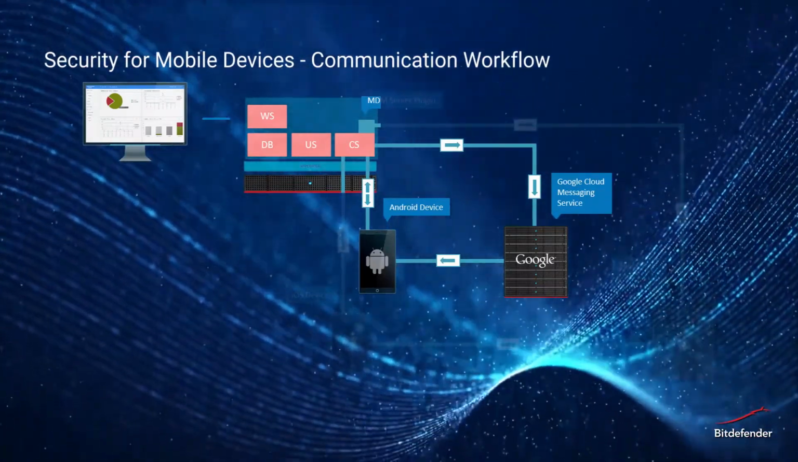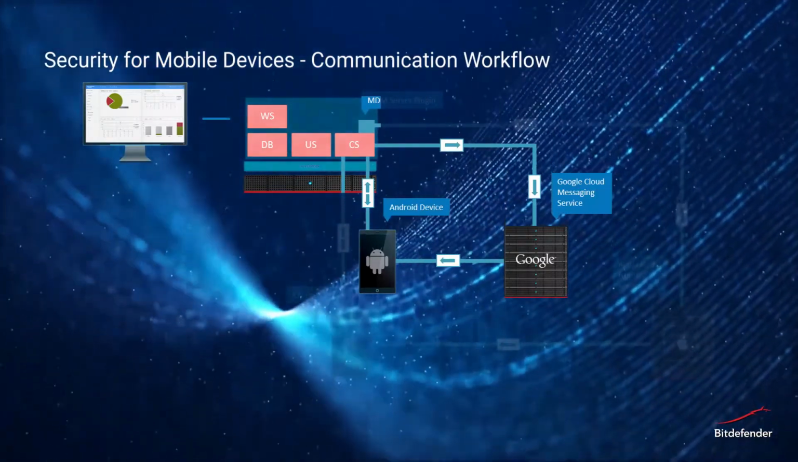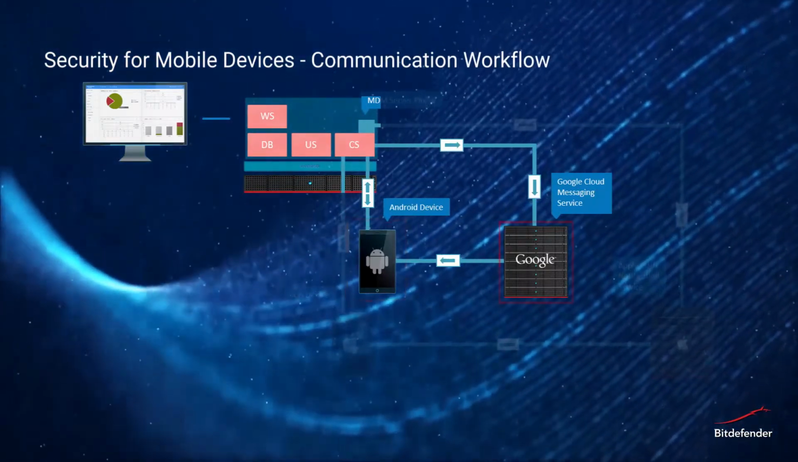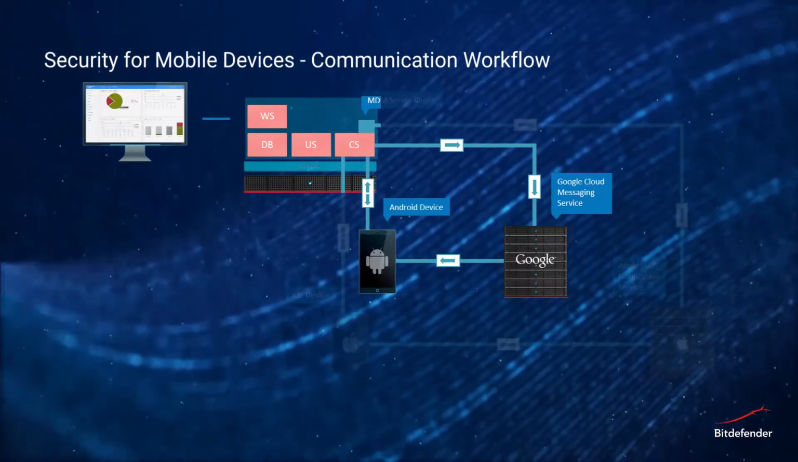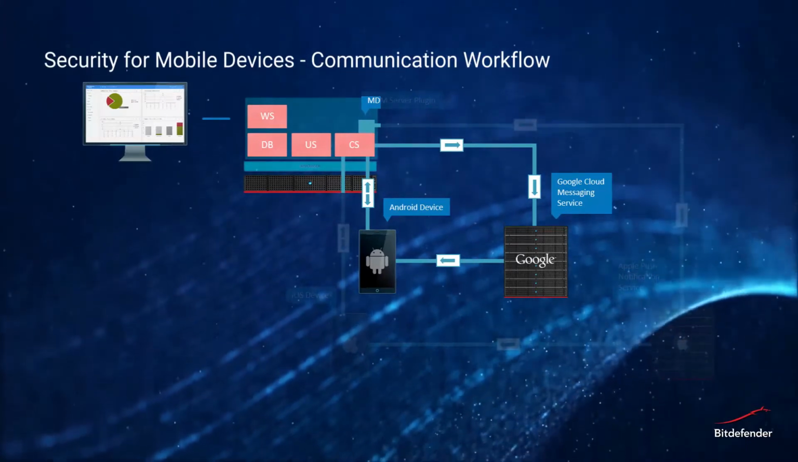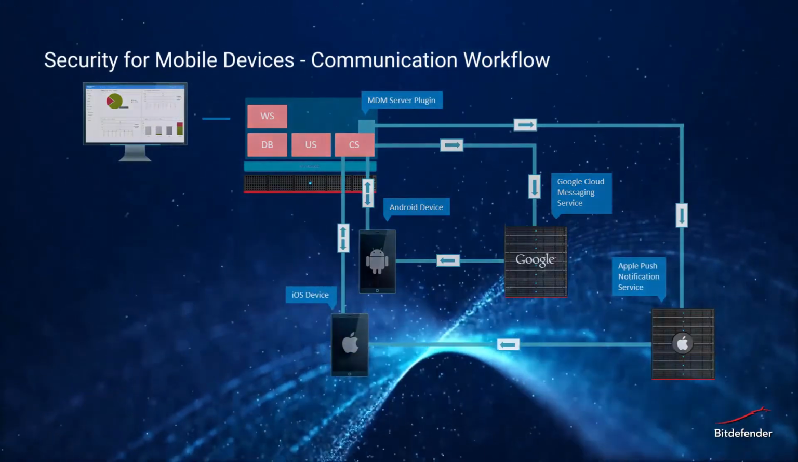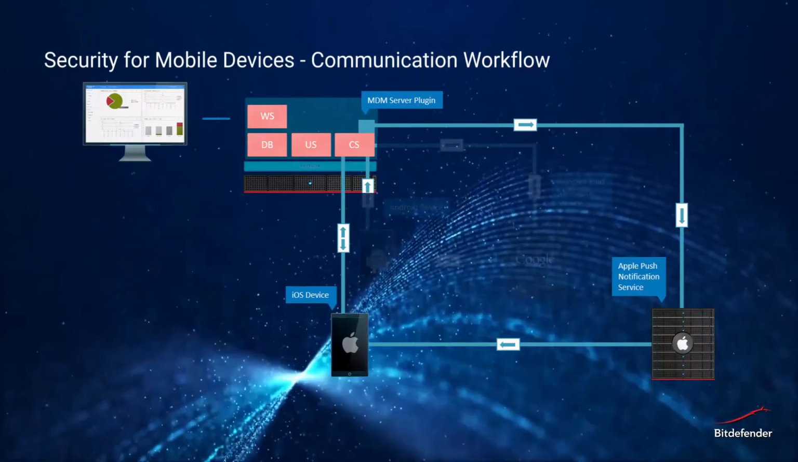If the device is offline, it will receive the notifications as soon as it gets back online. The application then connects to the server to receive data. Once the task ran, or the policy has been applied, the device sends the status back to the server so that it gets updated in Control Center. iOS devices aren't that different.